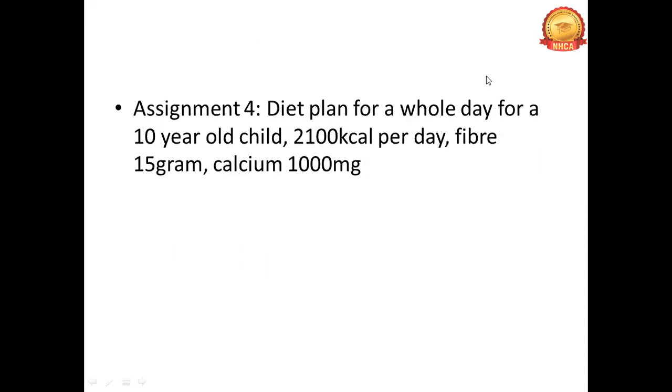And the recent assignment was a diet plan for a whole day, not a week, just 1 day, for a 10-year-old child, 2,100 kilocalories. Again, gender is not disclosed here. We are focusing on fiber, 15 gram of fiber on a daily basis, and calcium intake, 1000 mg of calcium on a daily basis. That's the main focus here. All these guidelines, what we should focus on for a specific age group or a specific client, you will get from the chapters of food and nutritional requirements and diet in specific disorders.